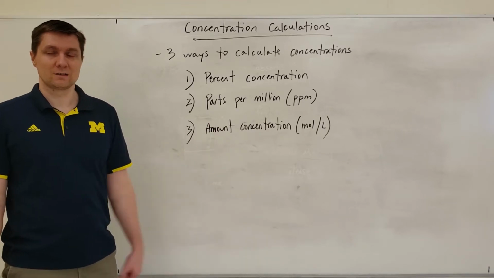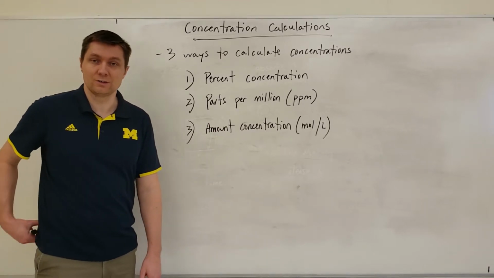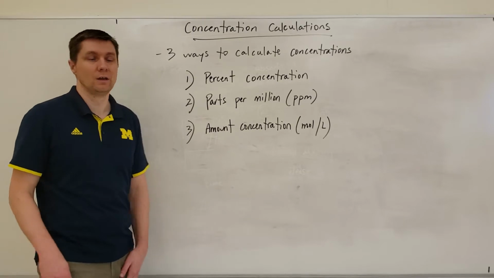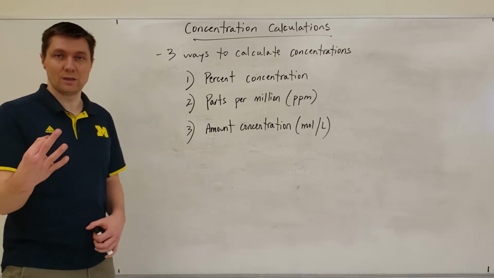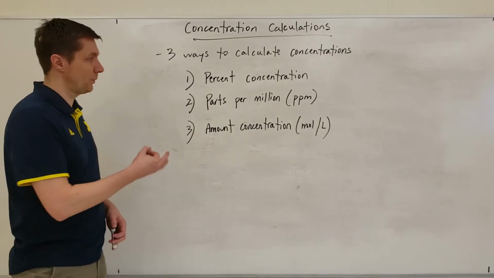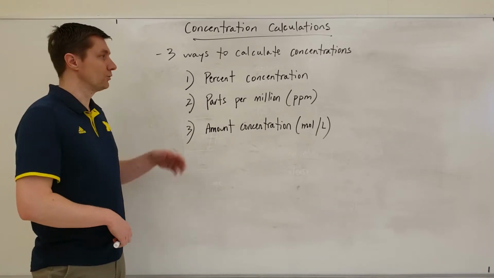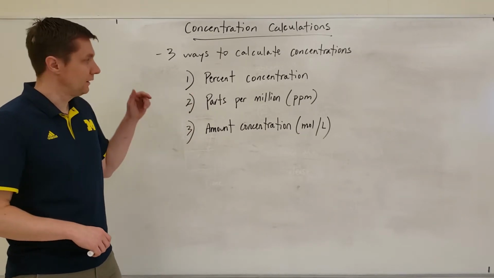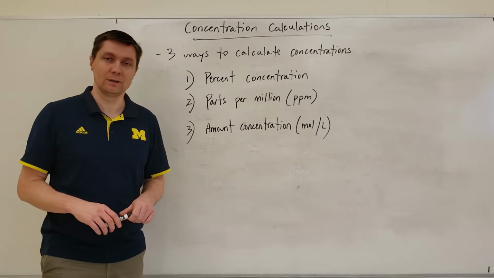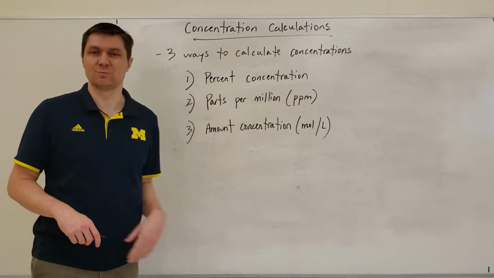So moving on to the next concept, we have calculations of concentrations. And there's three ways to calculate these concentrations really quick. They're up here on the board. I'd write them down. First, we've got percent concentration. Then we have something called parts per million, which is oftentimes referred to as just ppm.